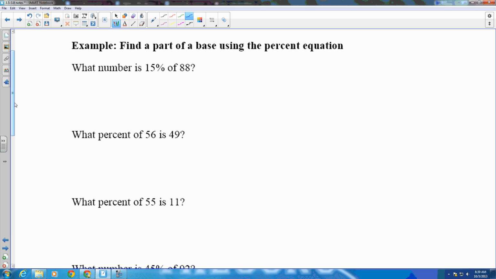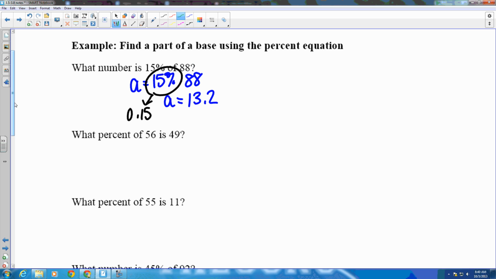Okay, let's continue using the percent equation. What number is 15% of 88? Percent times 88, 13.2. When you do this, though, you need to be really careful. Make sure you change the percent to a decimal. 0.15 times 88 is 13.2. If you just left it as 15, you'd get a really big number, and it wouldn't make any sense that your part would be bigger than your whole. That's how you can check and make sure you got that right.